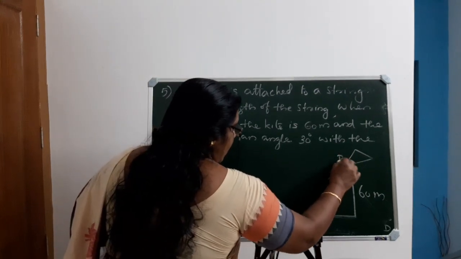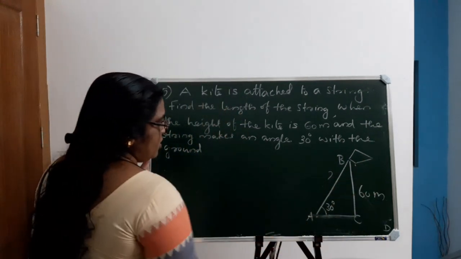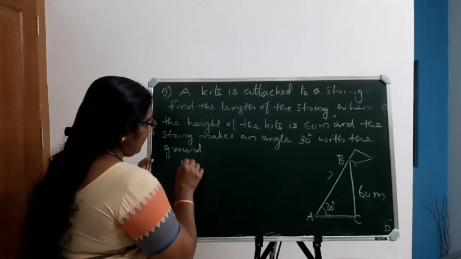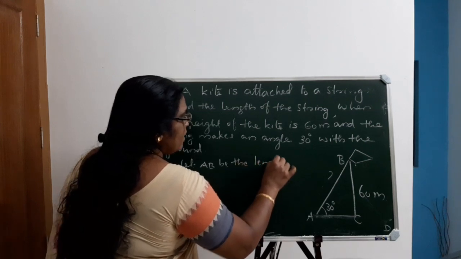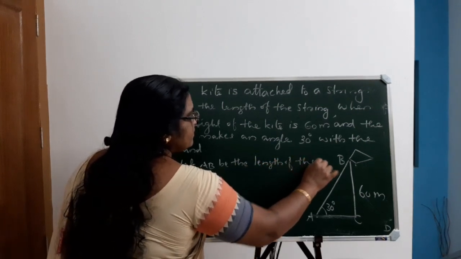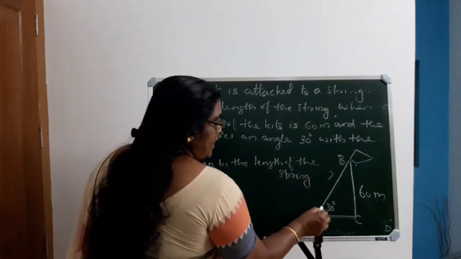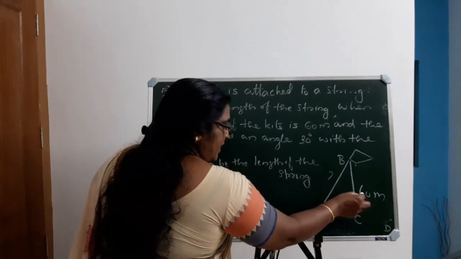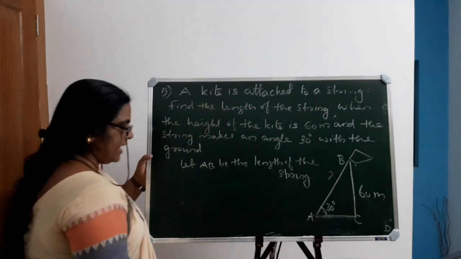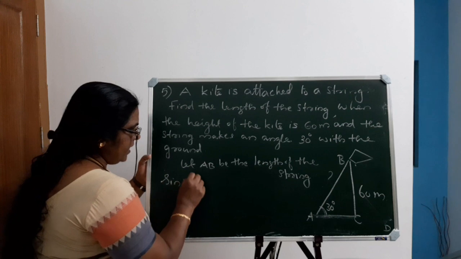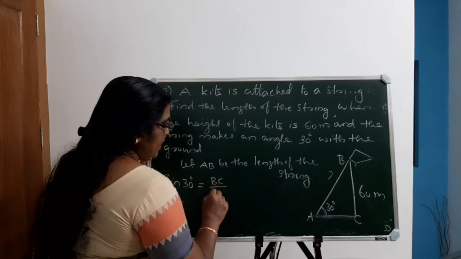Let the length of string be AB and CB be the height of this kite. Then with respect to angle 30 degree, its opposite side is given and we have to find hypotenuse. The relation between opposite side and hypotenuse is sine. So we can take sine 30 degree is equal to perpendicular or opposite side BC by AB.